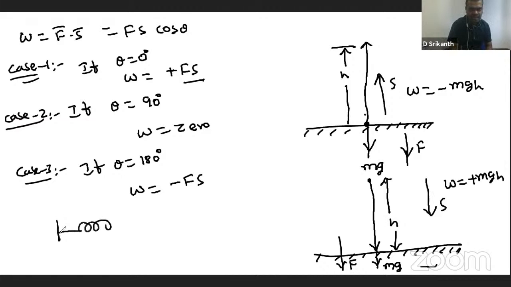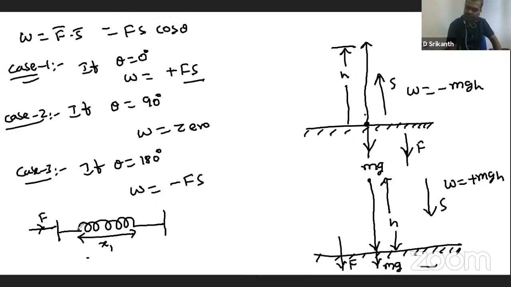Similarly, you can see for the spring. Suppose I have a spring fixed between two points or two ends. Initially, it is at its natural length without any external or internal forces. The length of the spring is x1. By applying a pushing force, what will happen here? The length of the spring will decrease.